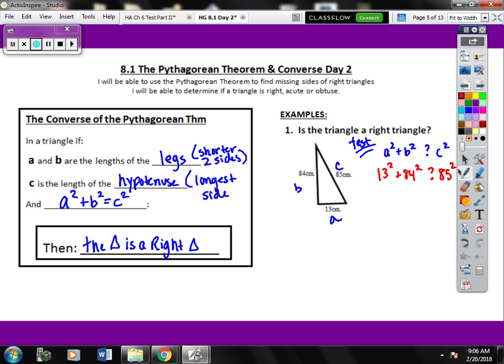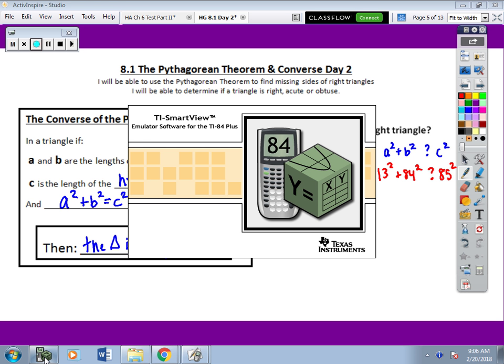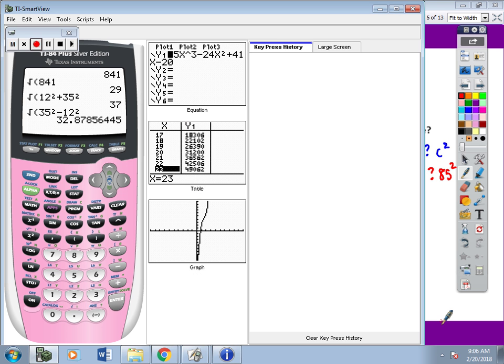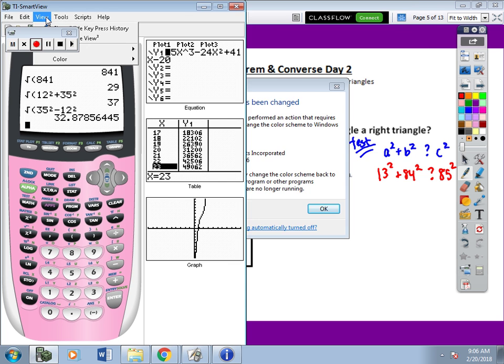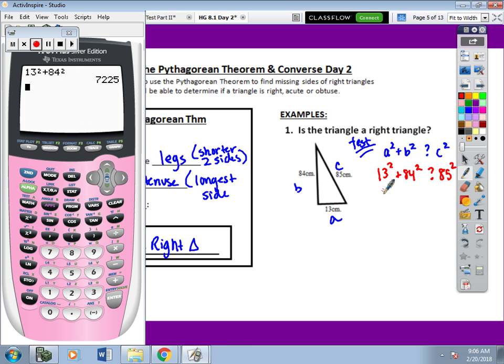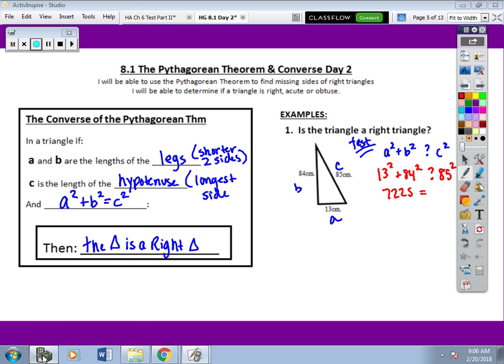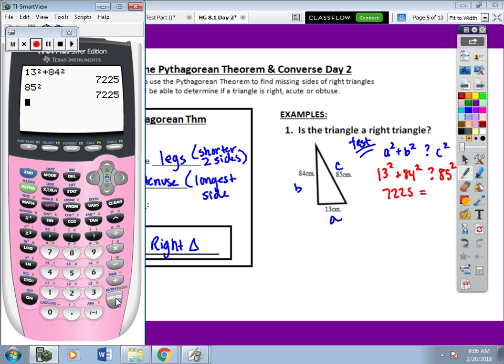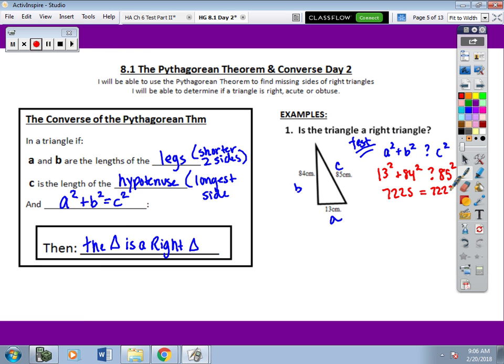I'm not putting an equal sign in right now because I don't know if they're equal. You're testing if they're equal. And then we can evaluate using our calculator. I don't expect you to do this math by hand. So 13 squared plus 84 squared gets me 7,225. And 85 squared gets me 7,225. So since these are equal, then yes, this is a right triangle.